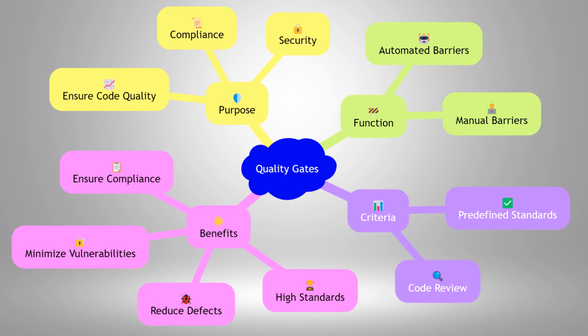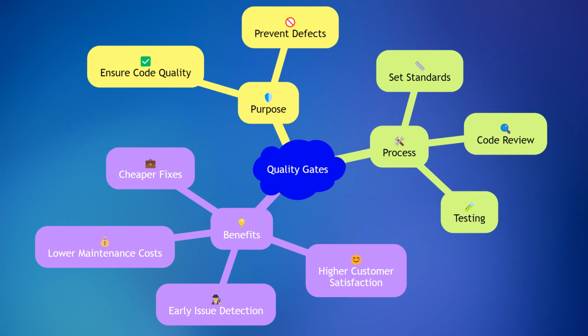Quality gates are essential checkpoints in the software development lifecycle that ensure code quality, security, and compliance before moving to the next stage. They act as automated or manual barriers that prevent the progression of code if it doesn't meet predefined criteria. These gates help maintain high standards and reduce the risk of defects, vulnerabilities, and non-compliance issues in the final product. Quality gates are crucial for maintaining the integrity of the software development process.